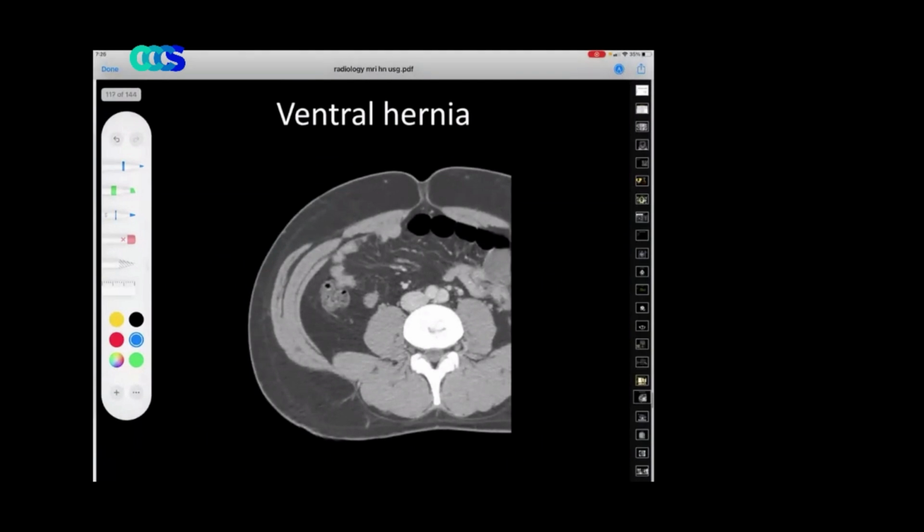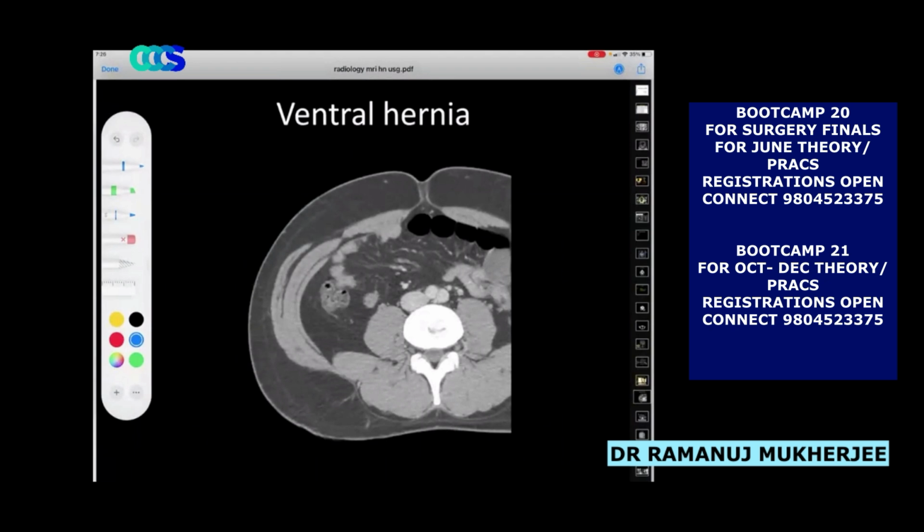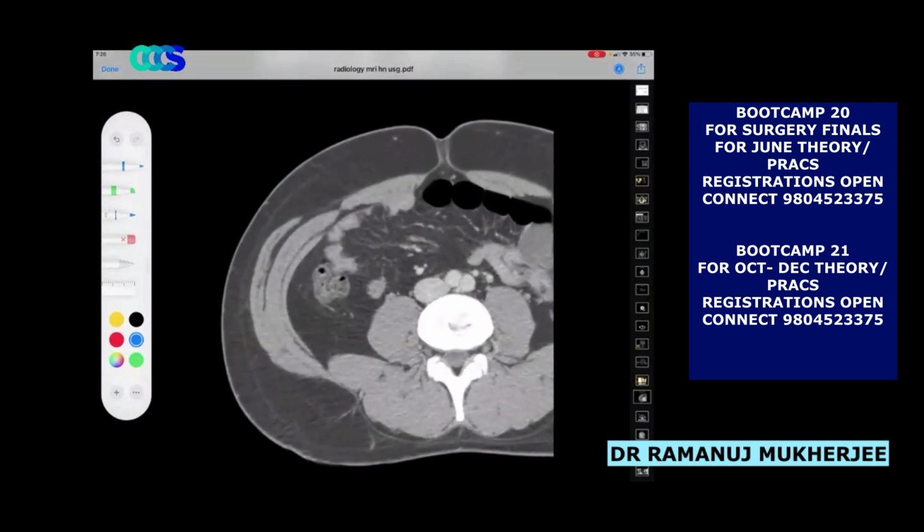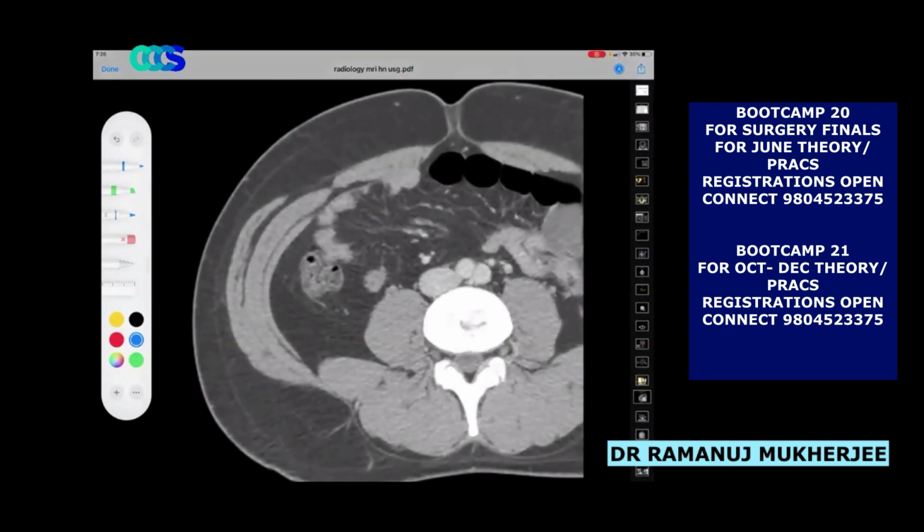Last 2 points and we end the long class on hernias. A couple of days back, when I was teaching a group of my postgraduate students about hernia, it became very difficult for me to make them understand this one, and hence I took the CT scan of the abdomen.